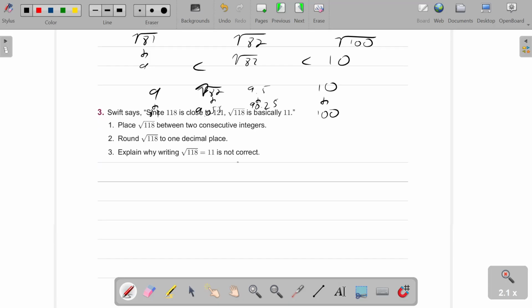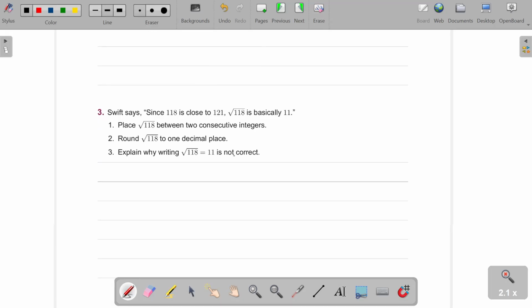Now, Swift makes a bit of a blunder here. You see that Swift says that since 118 is close to 121, the square root of 118 is basically 11. I say a blunder, but I did do engineering, and a very common thing in engineering is to make egregious estimations, right? Engineering students will always like to round things up a lot. So that is very, what's the word?